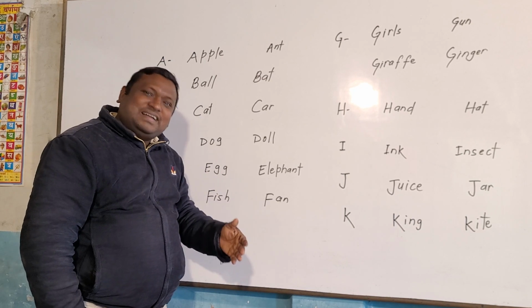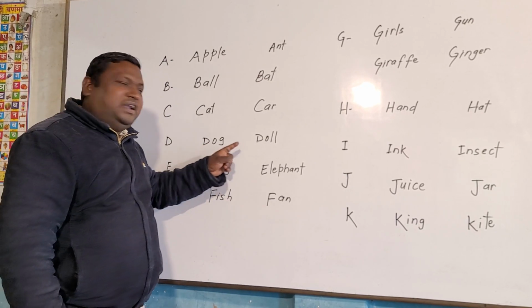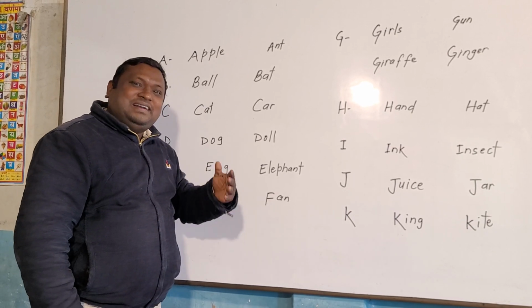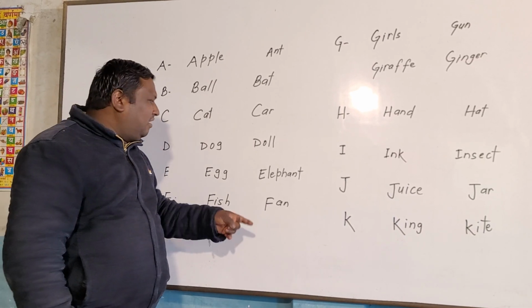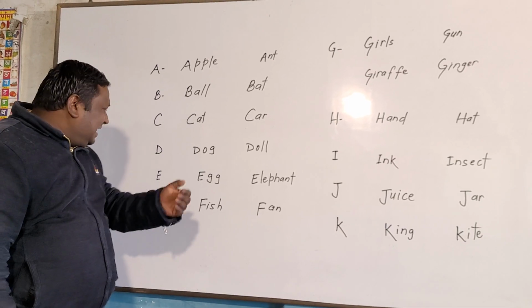K, K, K. D for dog and D for doll. Da da da. E for egg and E for elephant. A A A.